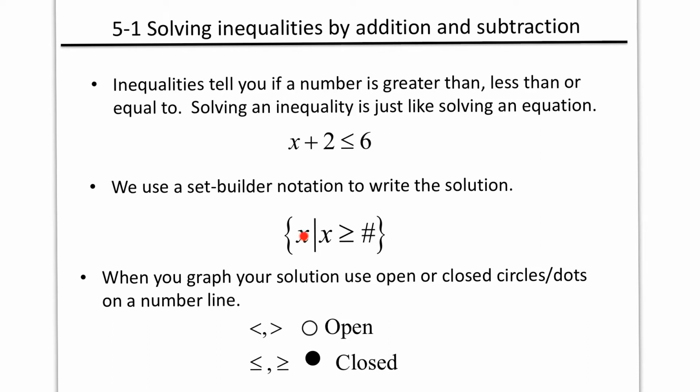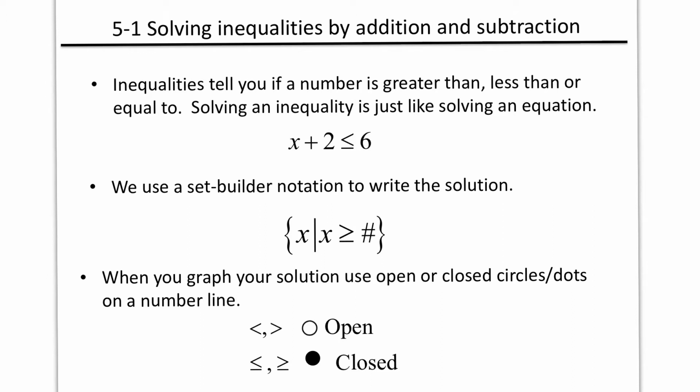You have x such that, that's what the vertical line means. And then we say what x is. Well, in this case, we are saying x is greater than or equal to some number. So this x value is greater than.